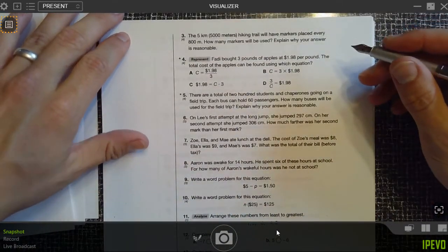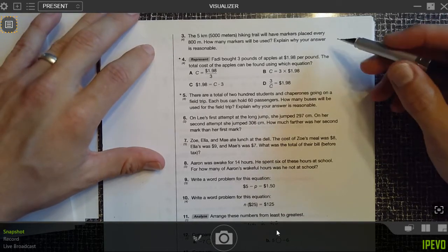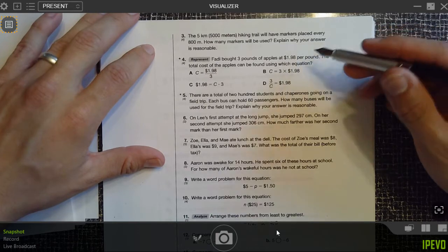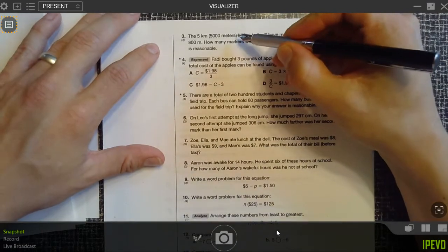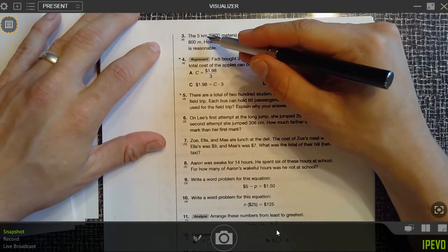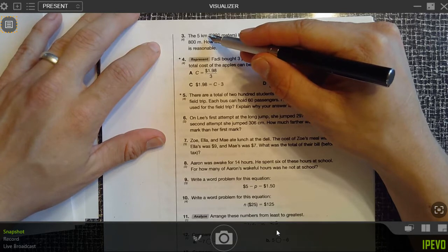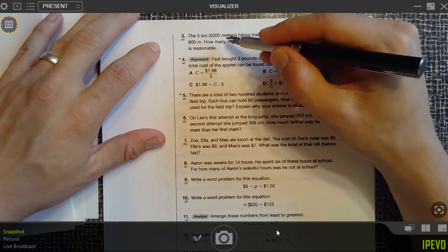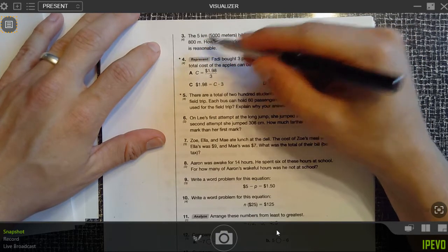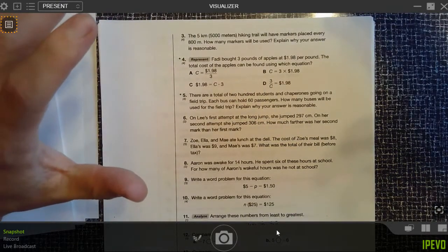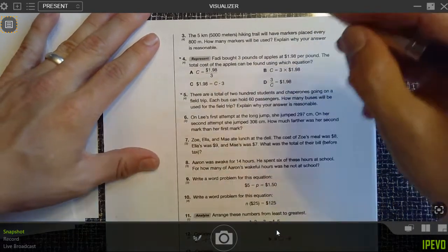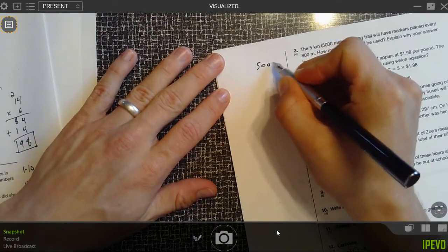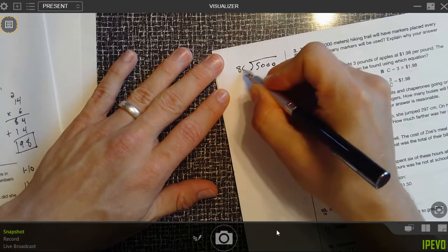The 5 kilometer or 5,000 meter hiking trail will have markers placed every 800 meters. How many markers will be used? All right, so we want to make sure we're using like terms. So yes, they give us 5 kilometers. That's not very helpful to us. What we do need is to use the 5,000 meters. So that way, 5,000 and 800 are in the same unit of measurement. So how many markers will be used? So we're going to go ahead and do 5,000 and divide it by 800.